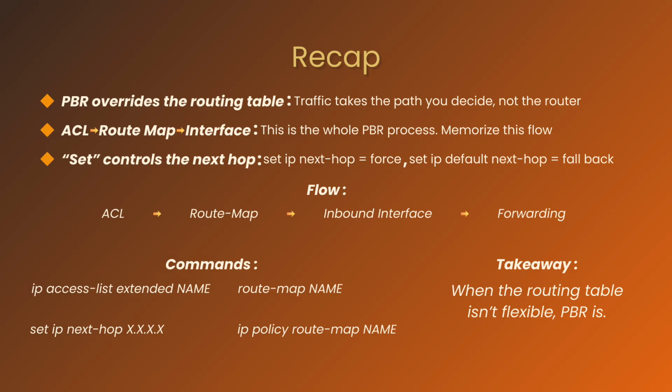Let's recap everything quickly. PBR overrides the routing table. It's used when you want specific traffic to take a specific path. You build PBR using 3 parts. Number 1, extended ACL. Number 2, route map. Number 3, apply to interface. The ACL identifies traffic, the route map tells the router what to do with it, and the interface command activates the policy.